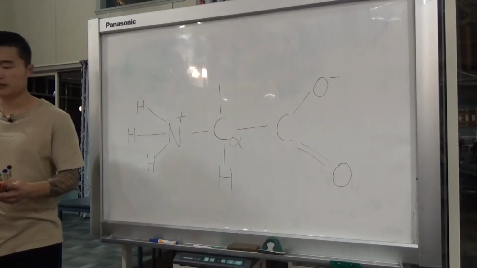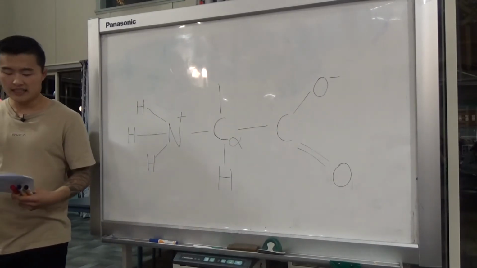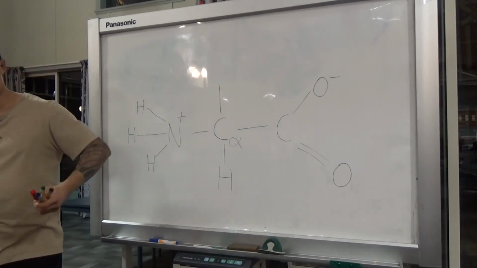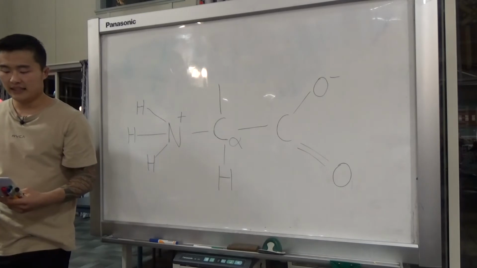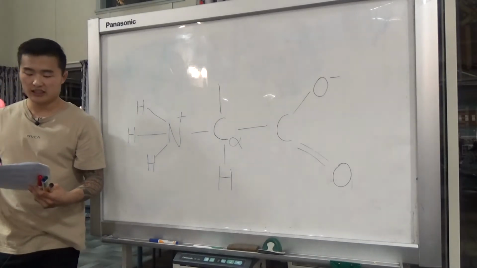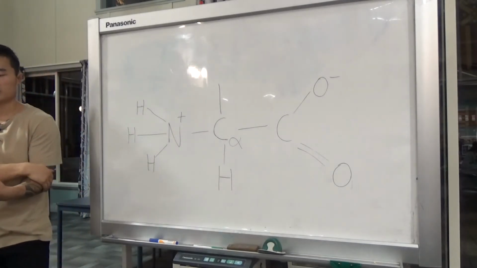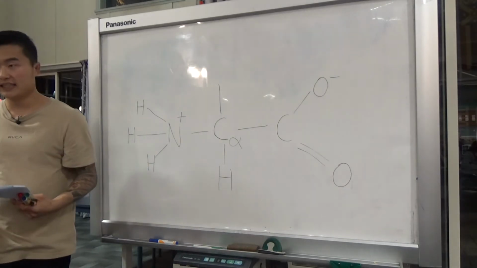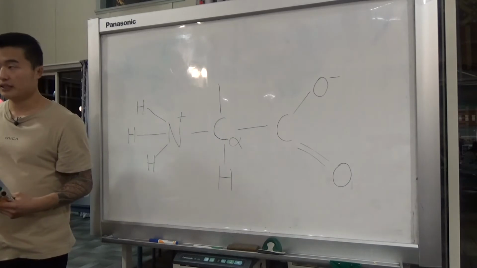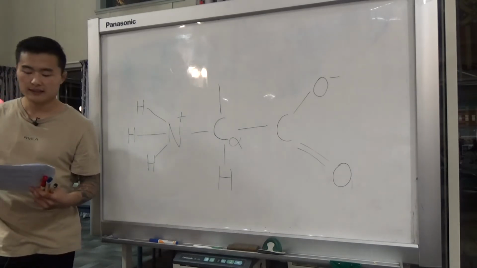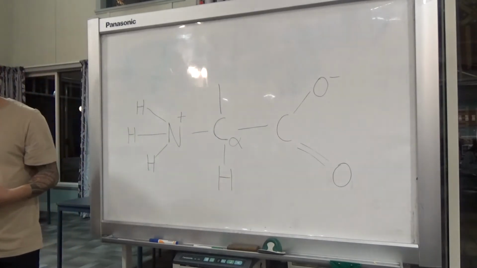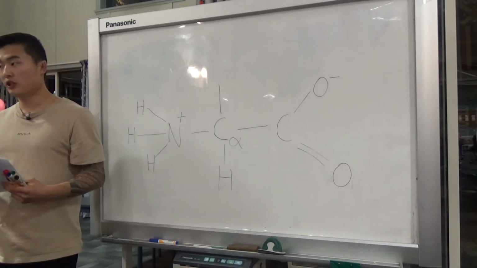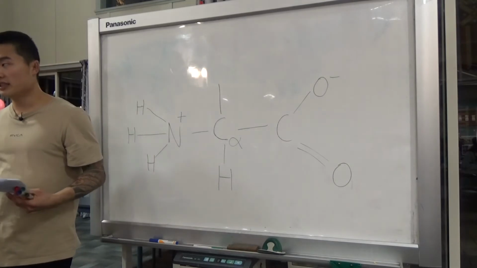Okay, so now we're going to move on to polar uncharged amino acids. If it's polar, it means that the R group will contain an oxygen atom. And if it's polar, it's going to be hydrophilic, because water is also polar. And so it's going to be found on the surface of the protein, next to the water.